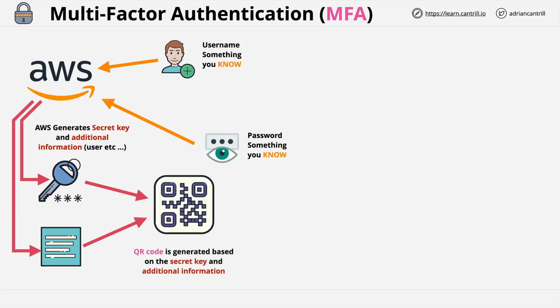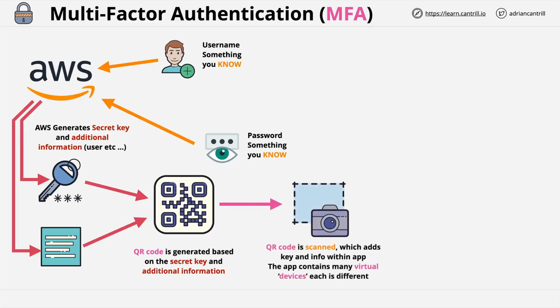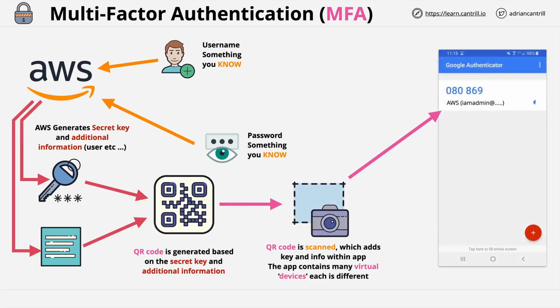So once you've got this QR code, using the MFA application on your phone, you scan this code which transfers the information into the MFA application. And this means there's now an entry in the application with a code which regenerates periodically. It's never the same, and a new code is generated every single time the code refreshes.